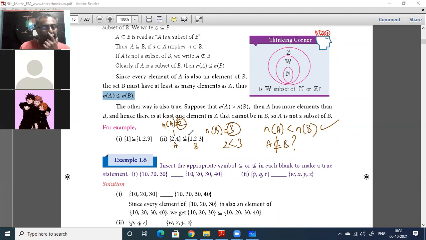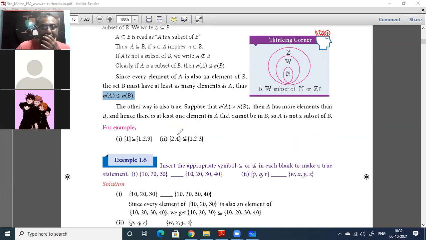What is the definition of subset? When the elements of A are present in B. Is 4 present in B? No, uncle. Not present in B. So how can A be a subset of B? It's not. So you are not able to apply the definition. Every element in A should be in B. 4 is in A, but 4 is not in B. So A is not a subset of B.